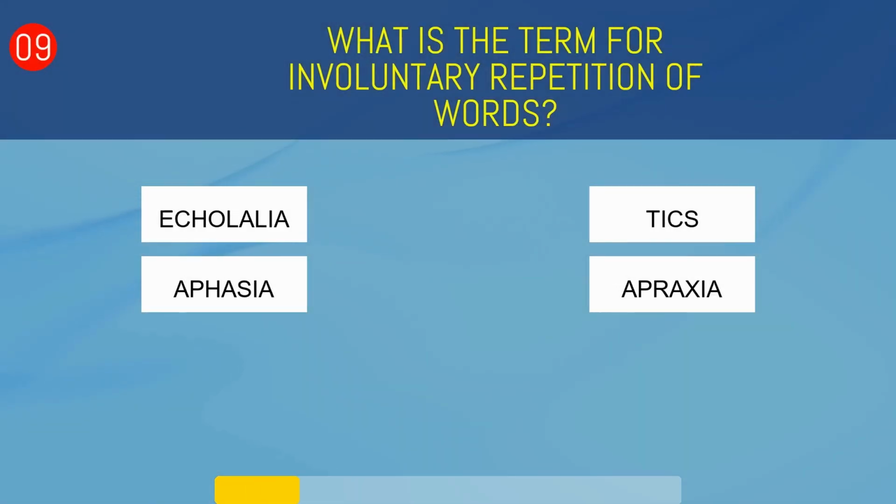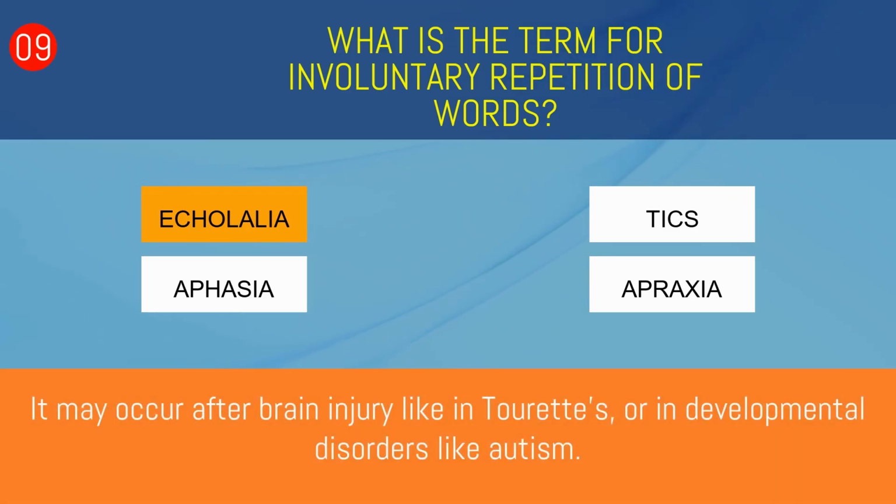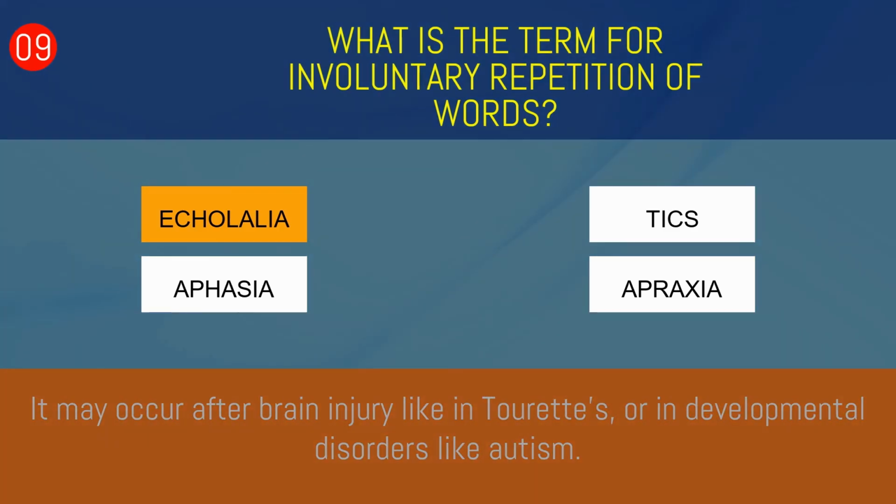What is the term for involuntary repetition of words? Echolalia, aphasia, tics, or apraxia? Echolalia. It may occur after brain injury, as in Tourette's, or in developmental disorders like autism.